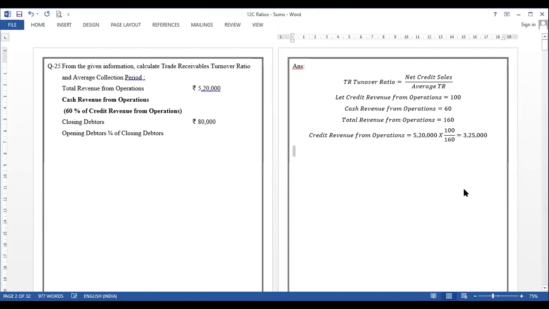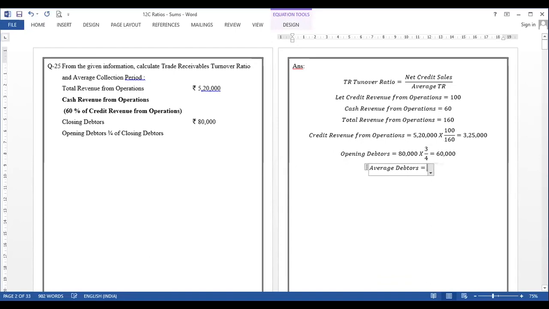Okay, now we have credit revenue from operation with us. Let us calculate the opening and the closing debtors. Closing debtors is given to us. Let me write opening over here. Opening debtors is 3/4 of closing. Closing is 80,000. So we will take 3/4 of 80,000. So 80,000 into 3/4. How much will that be? 60,000.